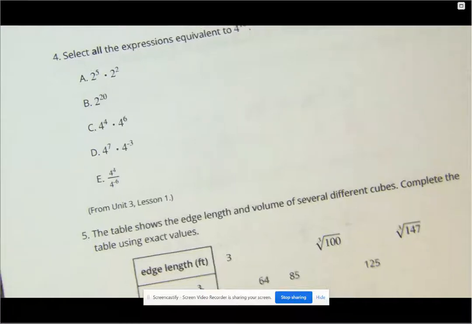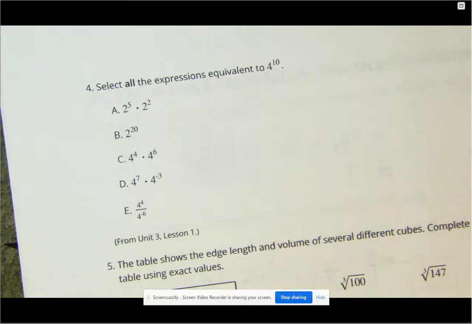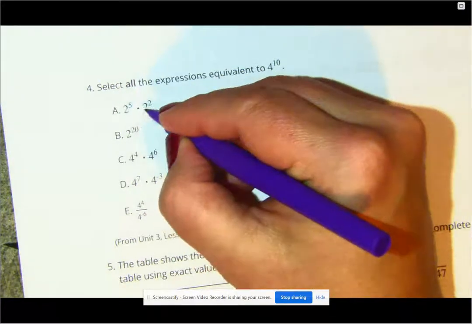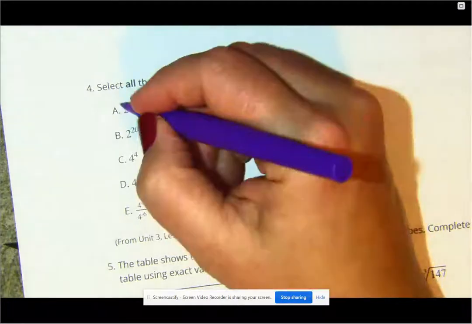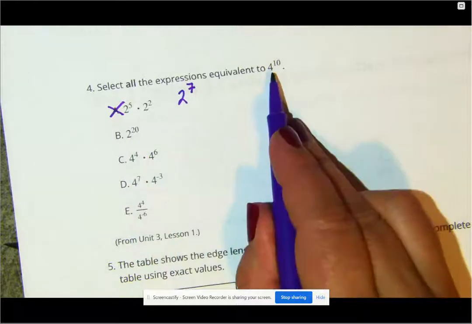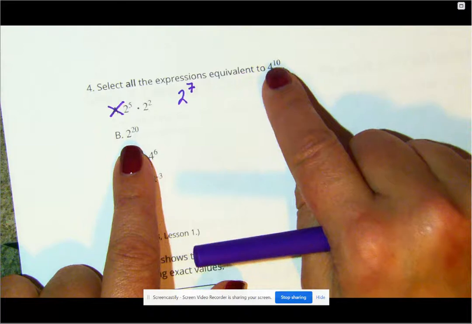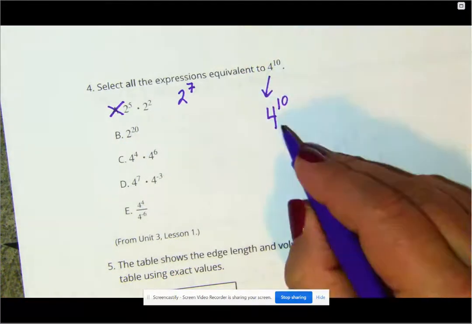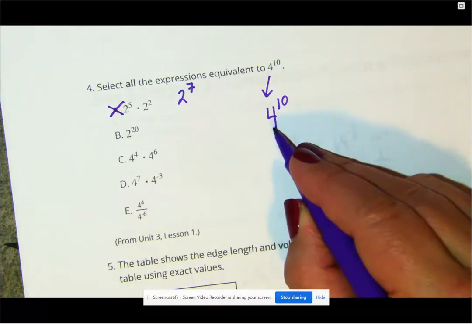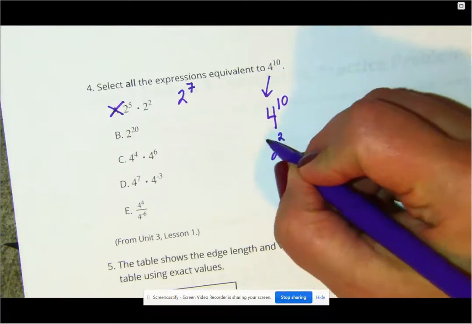All right. Number 4, select all the expressions equivalent to 4 to the 10th. All right, so the first one, if we use our power properties, the bases match, we can add these. So this is 2 to the 7th. No. 2 to the 20th. Is that the same as 4 to the 10th? Well, I'm going to work backwards here. I'm going to start with 4 to the 10th. I know 4 can be written as 2 to the 2nd power. So instead of writing 4, I'm going to replace 4 with 2 squared.